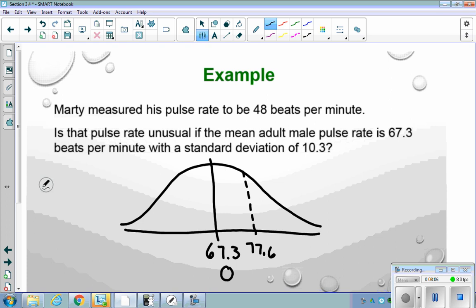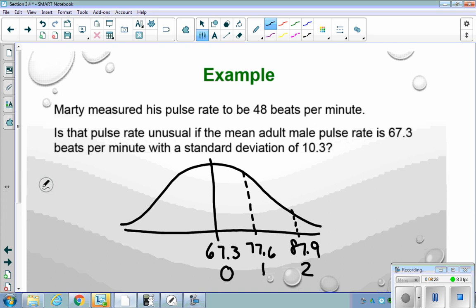Everybody good? One more standard deviation away. By the way, my z-score is 1 there, yes? And I'm going to add the standard deviation of 10.3 again, and I'm going to get 87.9. And that is a z-score of 2.